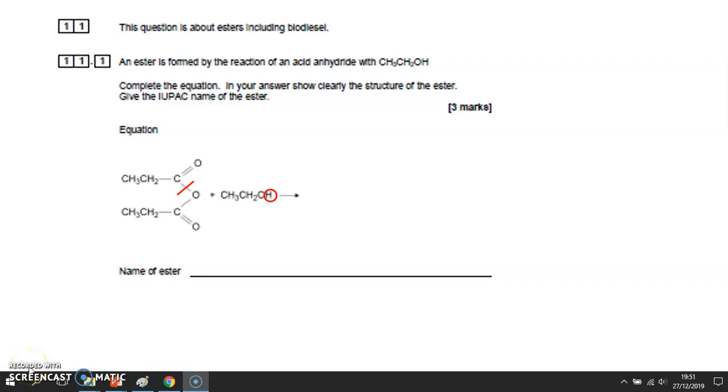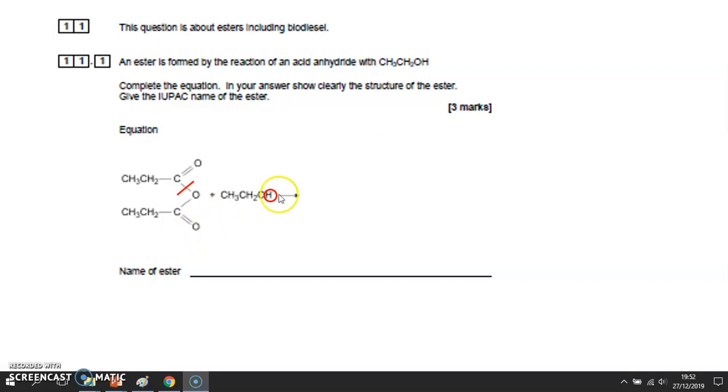Question 11. This question is about esters including biodiesel, which are long-chain esters. An ester is formed by the reaction of an acid anhydride. Here's an acid anhydride. This is called propanoic anhydride. Normally, they ask about ethanoic anhydride, which has got one C and a methyl group CH3. So CH3, CH3 here. But they made the chain slightly longer to be 3 carbons long. So this is propanoic anhydride rather than ethanoic anhydride.